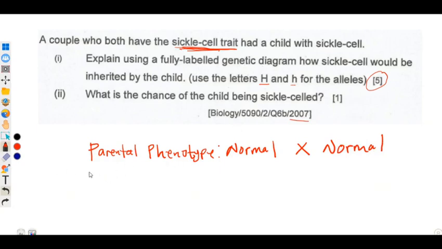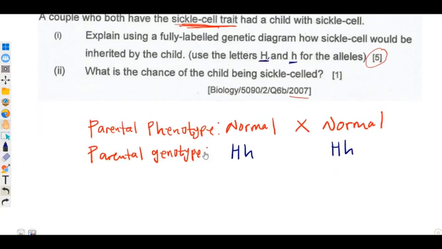Then after coming up with the parental phenotype, we are going to come up with the parental genotype. Okay, so this is very important. That is how you are going to be given a mark. Now they are saying we should use capital letter H and small letter h. So remember, these are carriers. If they are carriers, it means that they are going to be heterozygous, different alleles, a dominant allele and a recessive allele. So this one will be capital letter H and small letter h. Again, this one will be capital letter H and small letter h. So I hope it's clear.